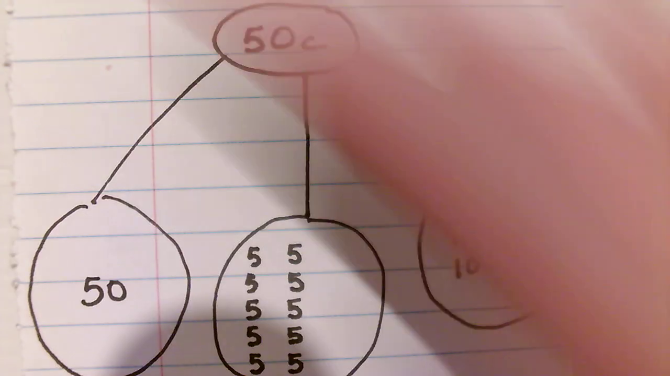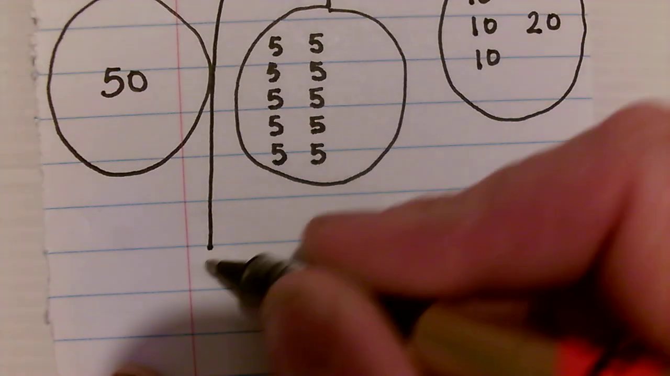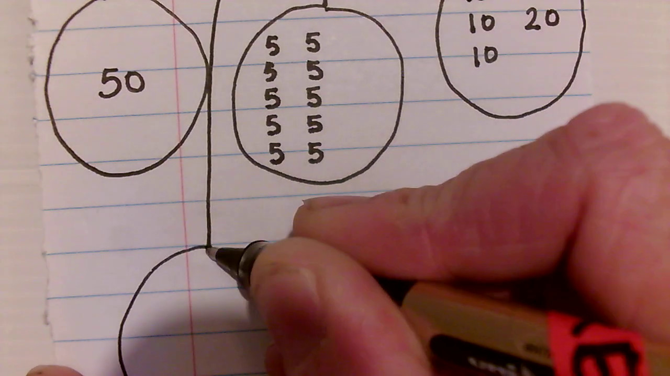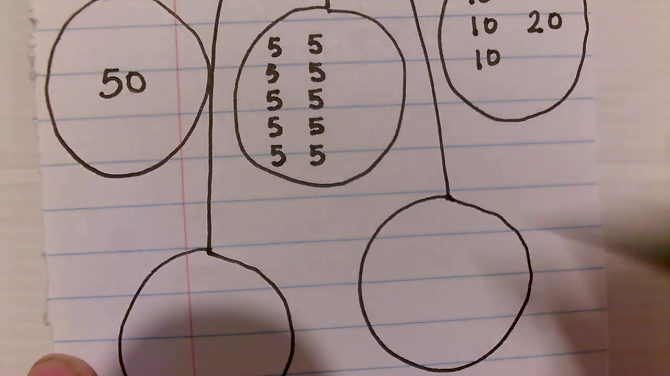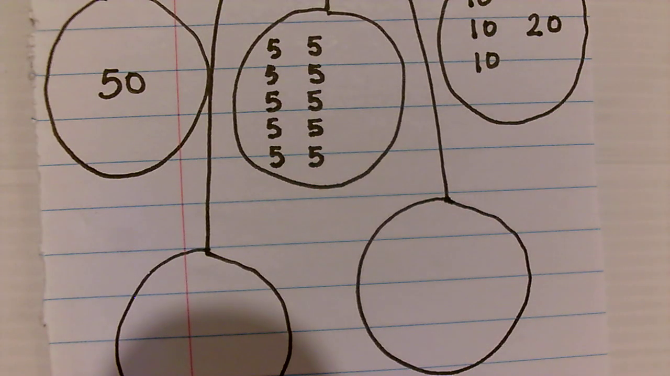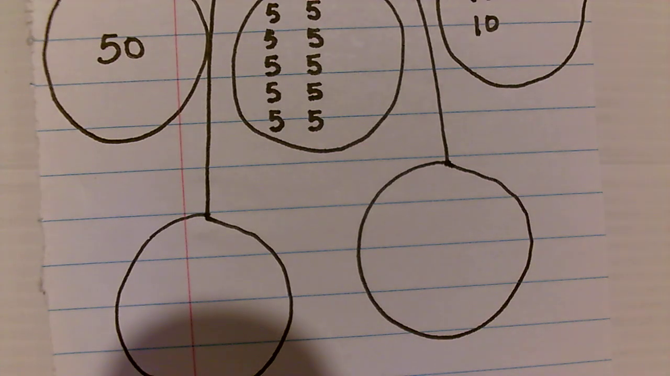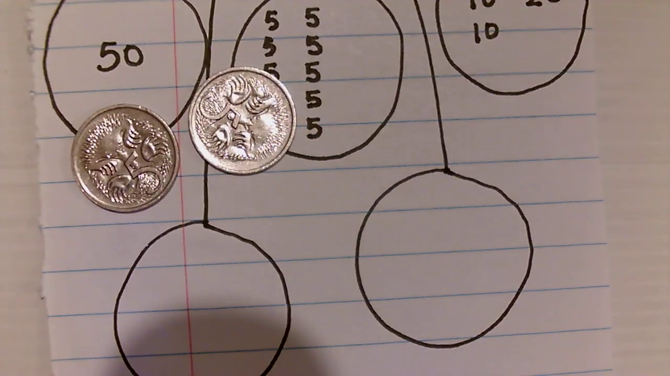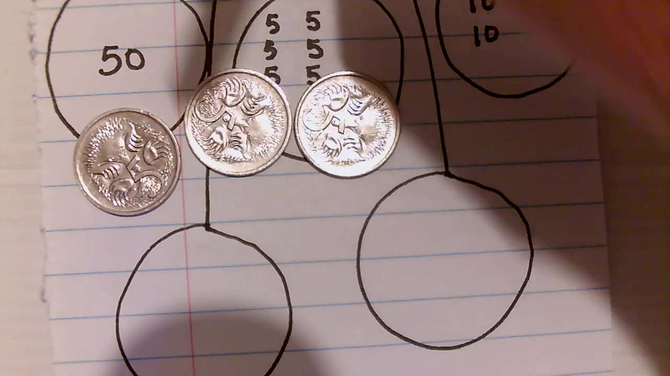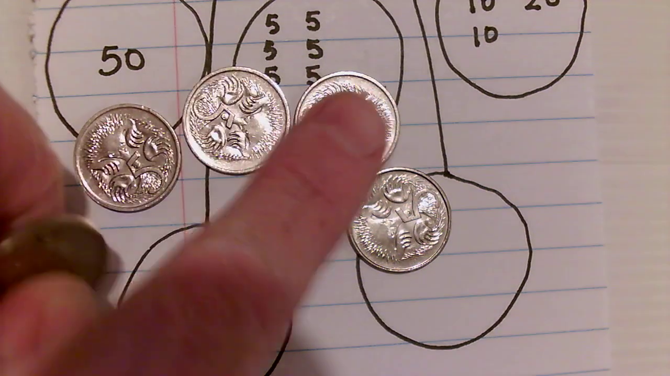What about, draw another bubble. I have to put mine down the page a little. And another bubble. What about if I use a combination of 5 cents and 10 cents? We'll do some 5s first. 5, 10, 15, 20. I might do a 10 cents now. So it's 5, 10, 15, 20.